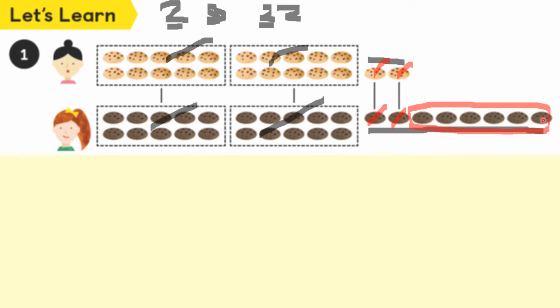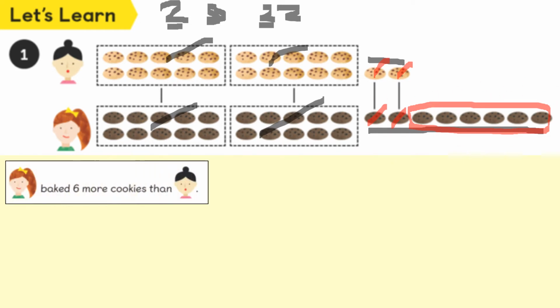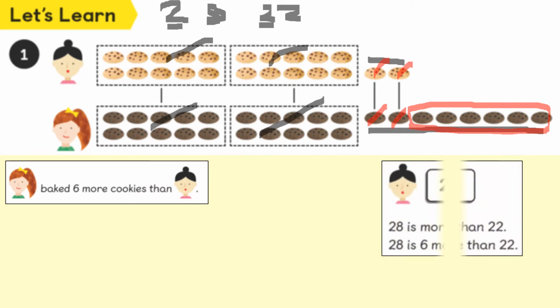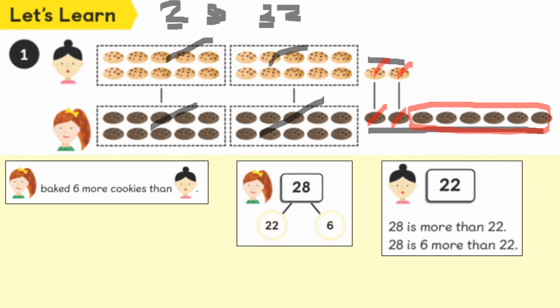She had 6 more because we've crossed out Lily's 22. Then we crossed out 22 on Sally's. And look, Sally still had 6 more. So 28 is 6 more than 22. Here we go. So Sally baked 6 more cookies than Lily. So 28 is more than 22. 28 is 6 more than 22.